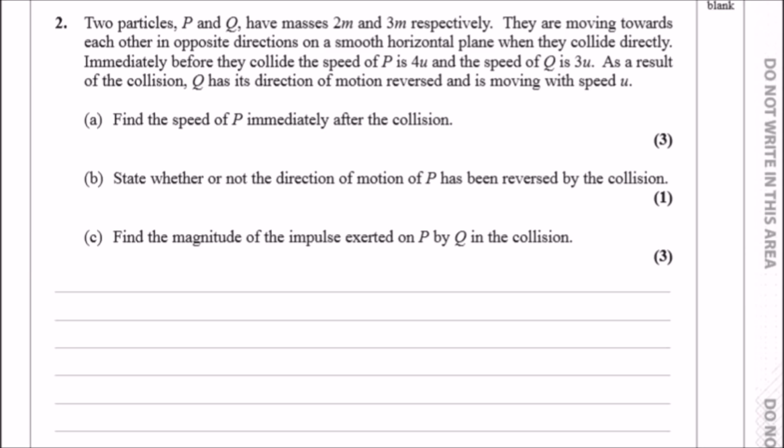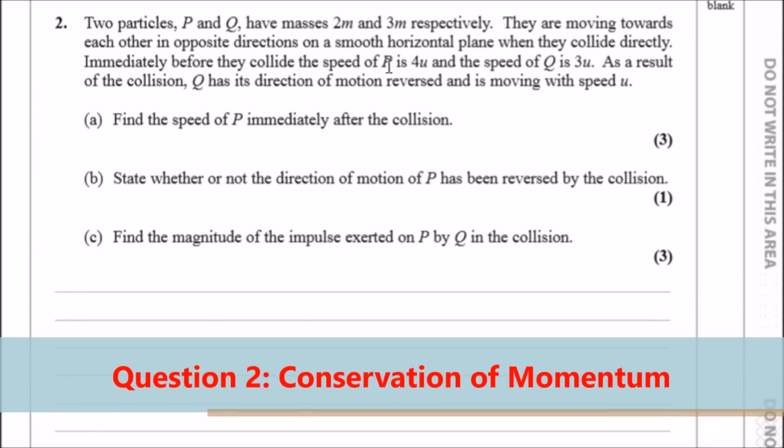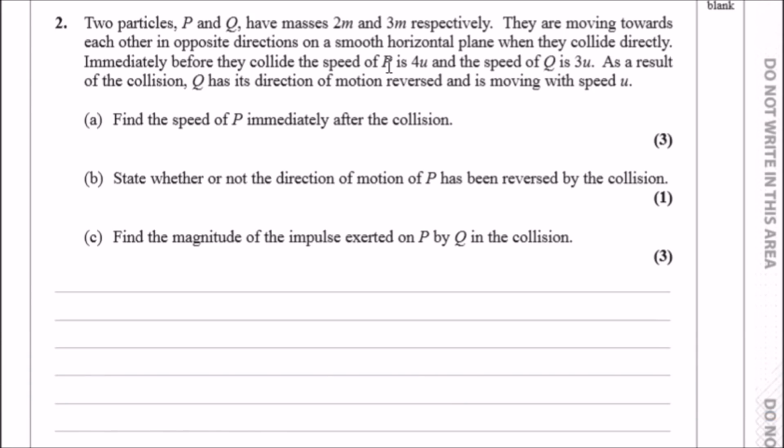Okay, question 2. So we have two particles P and Q, and they have masses 2m and 3m respectively. They are moving towards each other in opposite directions on a smooth horizontal plane where they collide directly. Now apparently, before their collision, the speed of P is 4u and the speed of Q is 3u. As a result of the collision, Q has its direction of motion reversed and is moving with speed u.